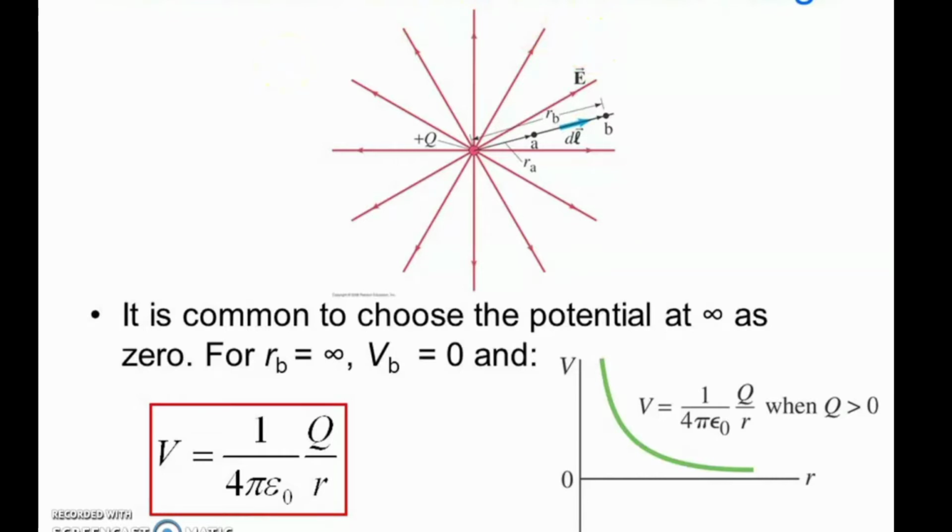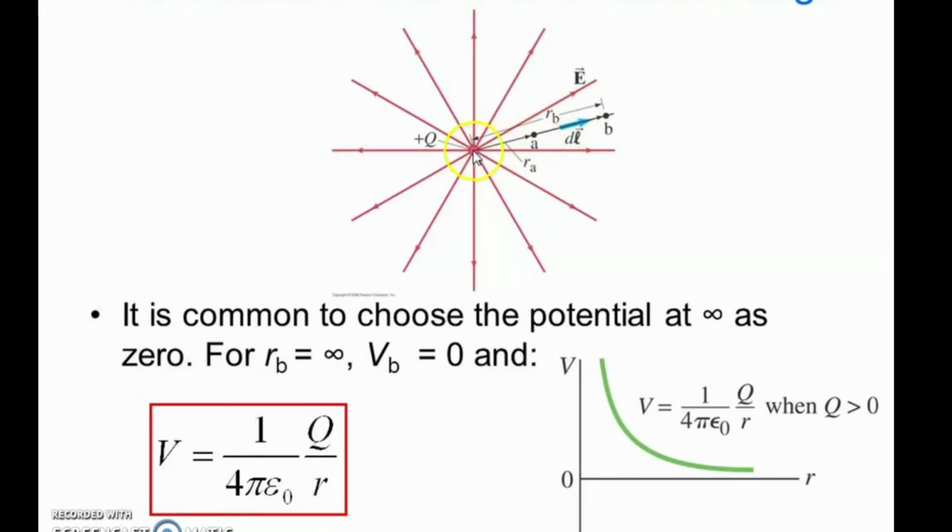field intensity. Here we have a positive charge Q, which has the electric field directed outward. Here we have selected 2 points, point A and point B, and we will place a unit positive charge at point B, and this charge is moved from point B to point A. When the charge is moved from point B to point A, it will move against the electric field.